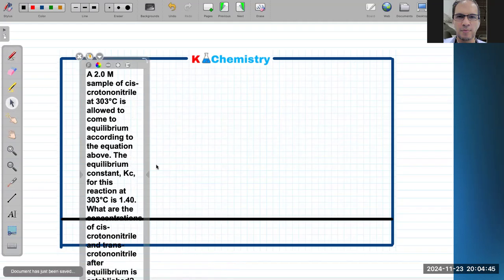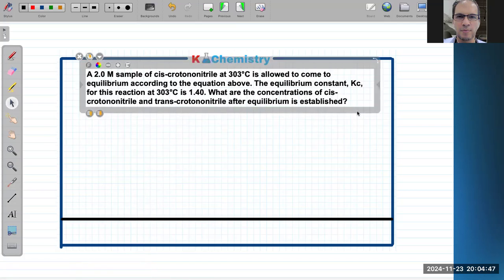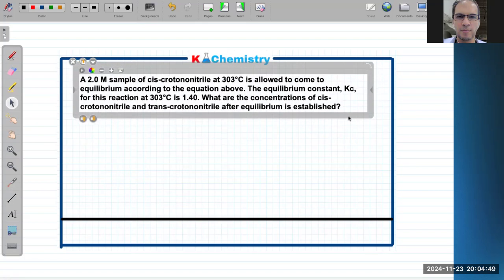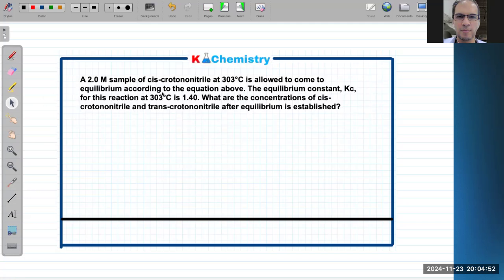So I have a sample of something complex called crotononitrile. This has two forms, a cis form and a trans form, two different compounds. The cis form is allowed to come to equilibrium according to the equation above. So let's say this equation, I will not make it complex like that. I'll just draw it like that first.